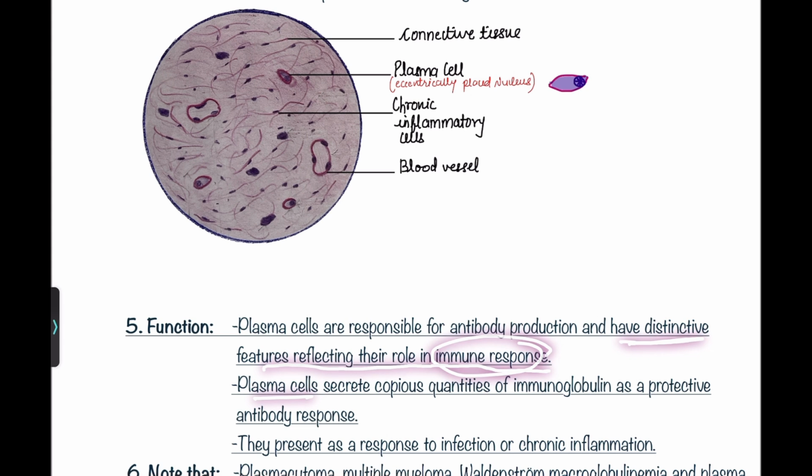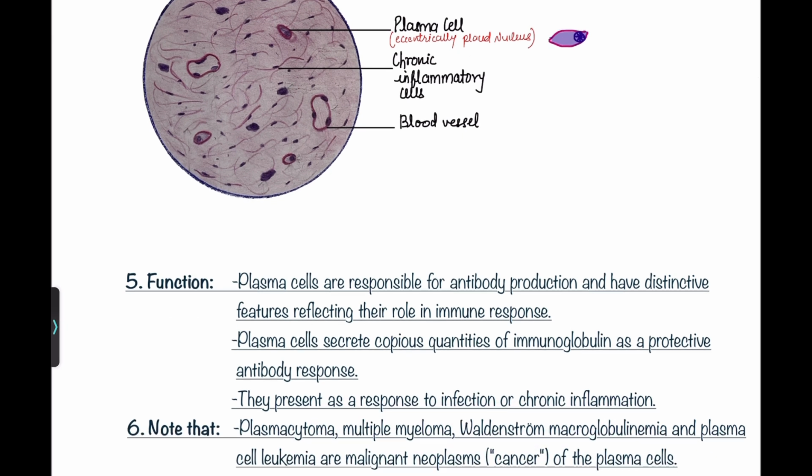They secrete copious quantities of immunoglobulins as a protective antibody response. They present as a response to infection or chronic inflammation. Note that plasmacytoma, multiple myeloma, Waldenstrom macroglobulinemia and plasma cell leukemia are malignant neoplasms of the plasma cells.